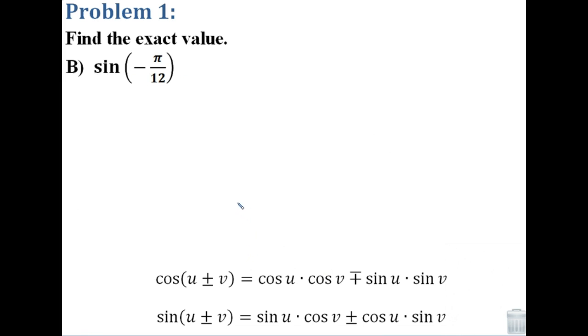All right, after you've given part B a shot, let's take a minute and run through this. First off, let's figure out what this negative pi over 12 is equal to. If you convert that, that's negative 15 degrees. So we could say we have the sine of negative 15 degrees. And writing that in terms of 45s, 30s, and 60s, there's a few ways to do that. Basically, I'm going to say this is the sine of 30 minus 45. That'll give us a negative 15.